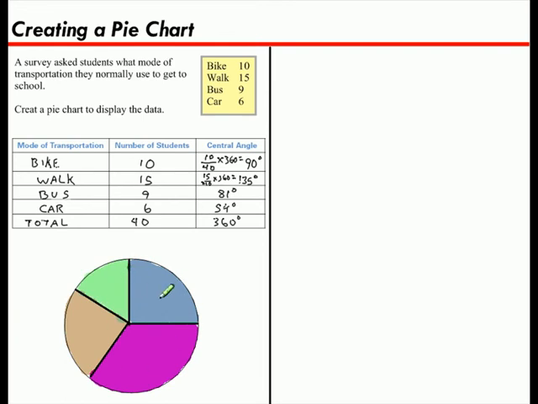Let's give each piece a label so that people reading it know what they're looking at. This piece we'll call bike. Then walk, and we'll just make our way around the pie, giving labels. Bus and car.